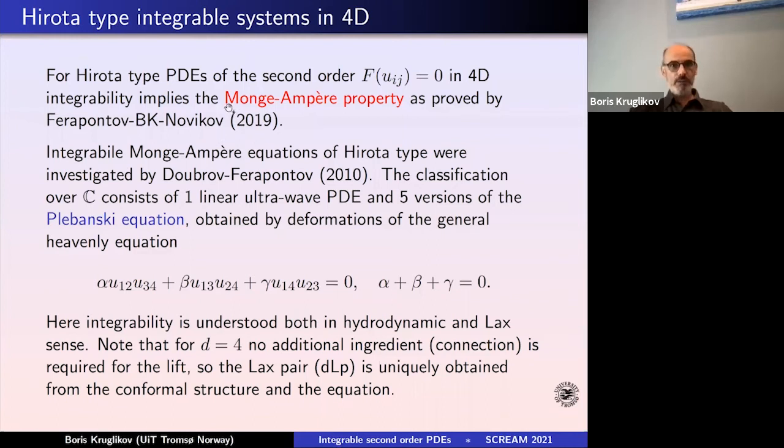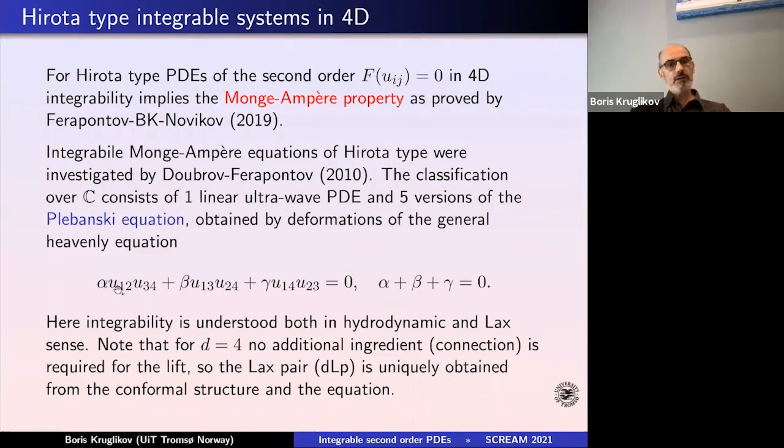Okay, what's good about this? What's good about this is that actually heterotype Monge-Ampere equations are not that many. If you put in integrability properties, then there are just a few of them. They were completely classified by Doubrov and Ferapontov in 2010. So the classification is very short. It contains one linear PDE. Well, remember the non-degeneracy assumption, so we can say wave, but in the 2-2 signature, it's ultra wave. And there are five versions of the Lyubansky equation. You already saw the second Lyubansky equation. There is also the first Lyubansky equation, the modified Lyubansky equation, the Hussein equation, and one which was called by Doubrov and Ferapontov the general heavenly equation. So here it is.